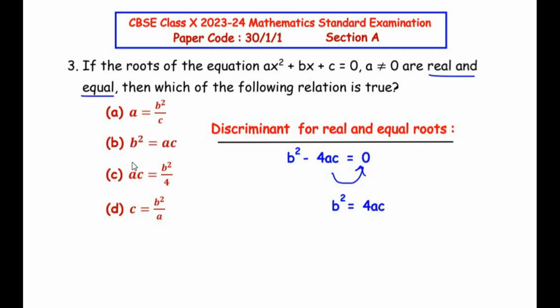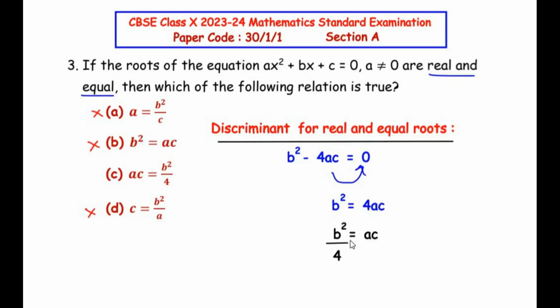Now if we look at the options, we have to find out a relationship between a, b and c. Looking at this expression, we can see that we need a 4 in our answer. Option A does not have a 4, option B does not have a 4, option D also does not have a 4 in it. Now remaining is option C. Now from the expression which we have got, let us take 4 to the other side of the equal to sign. So we get b square over 4 is equal to ac, which is our option C.